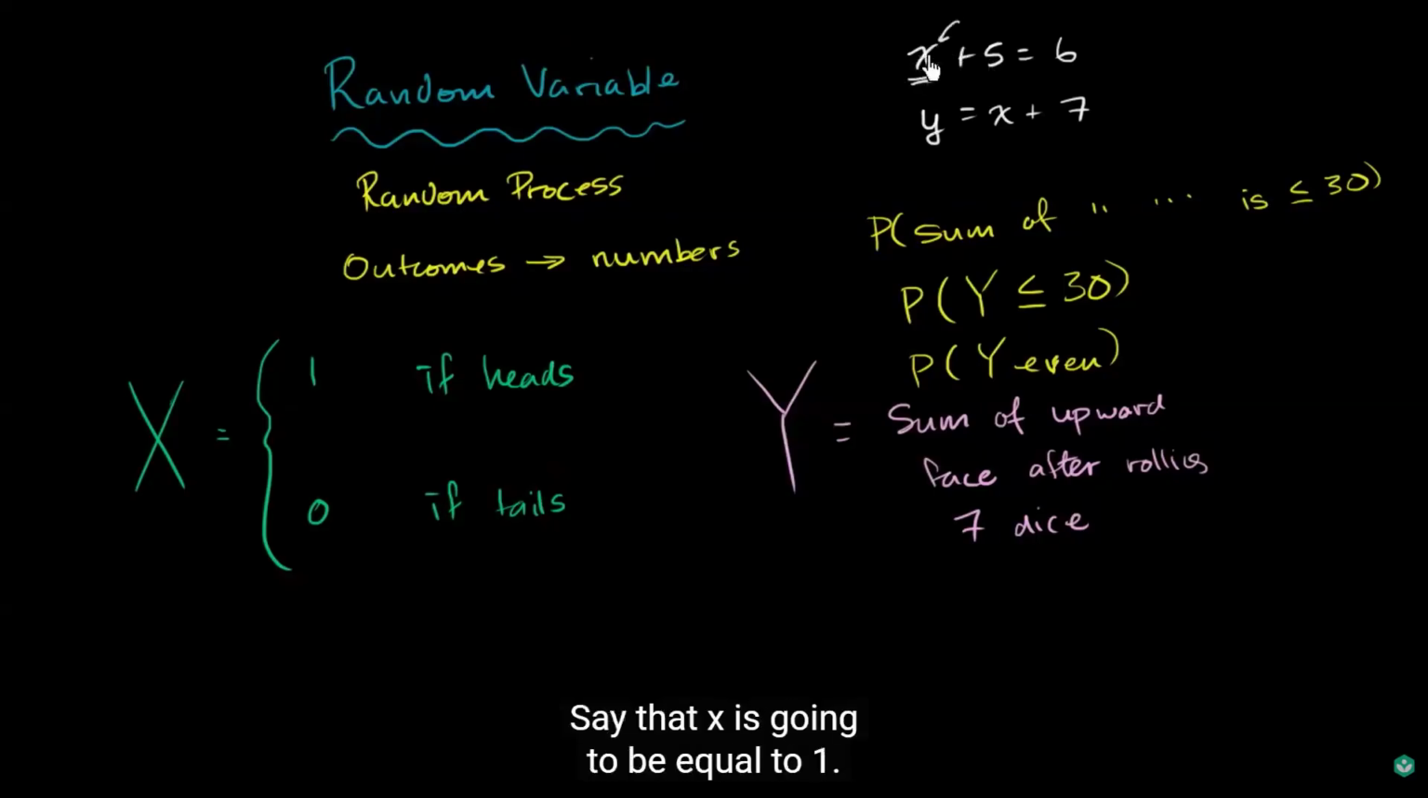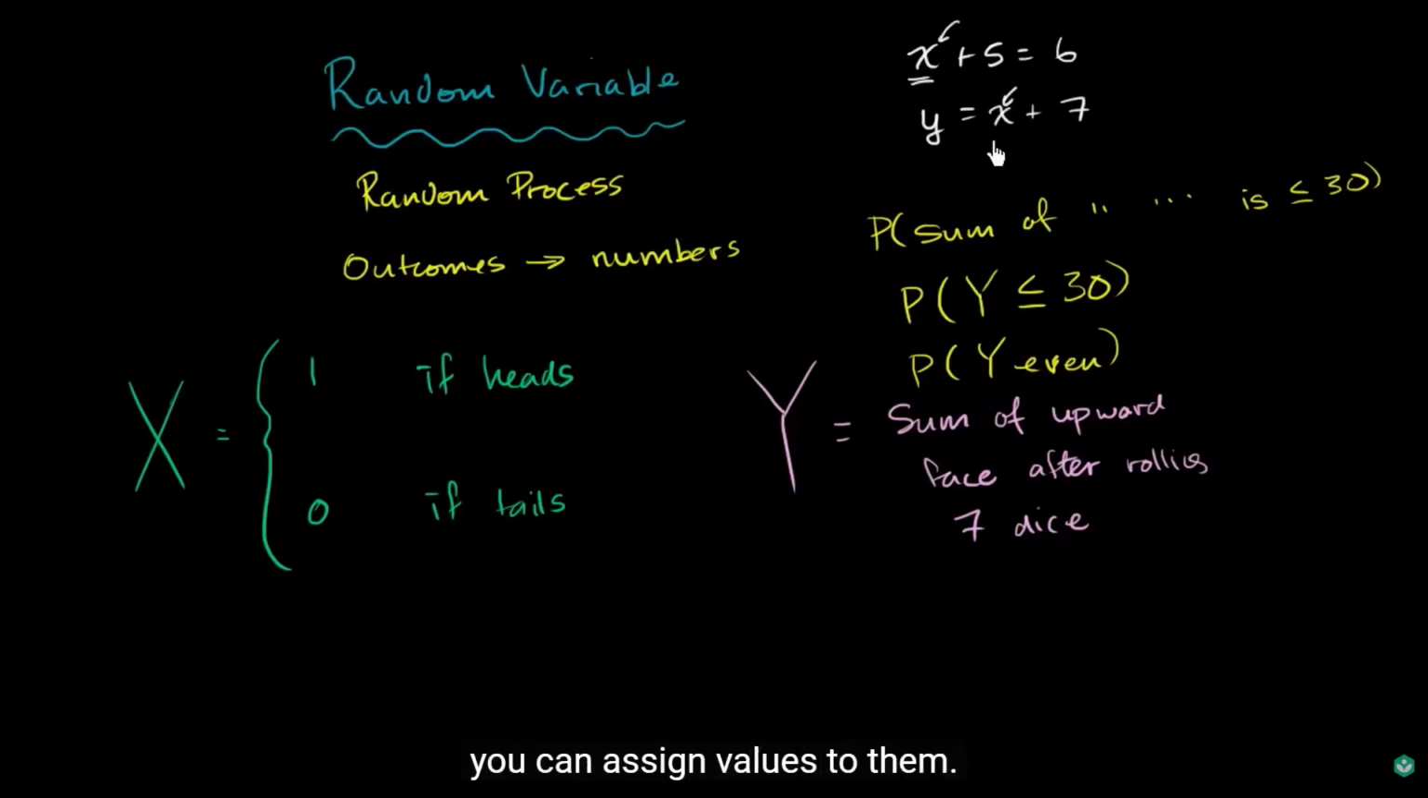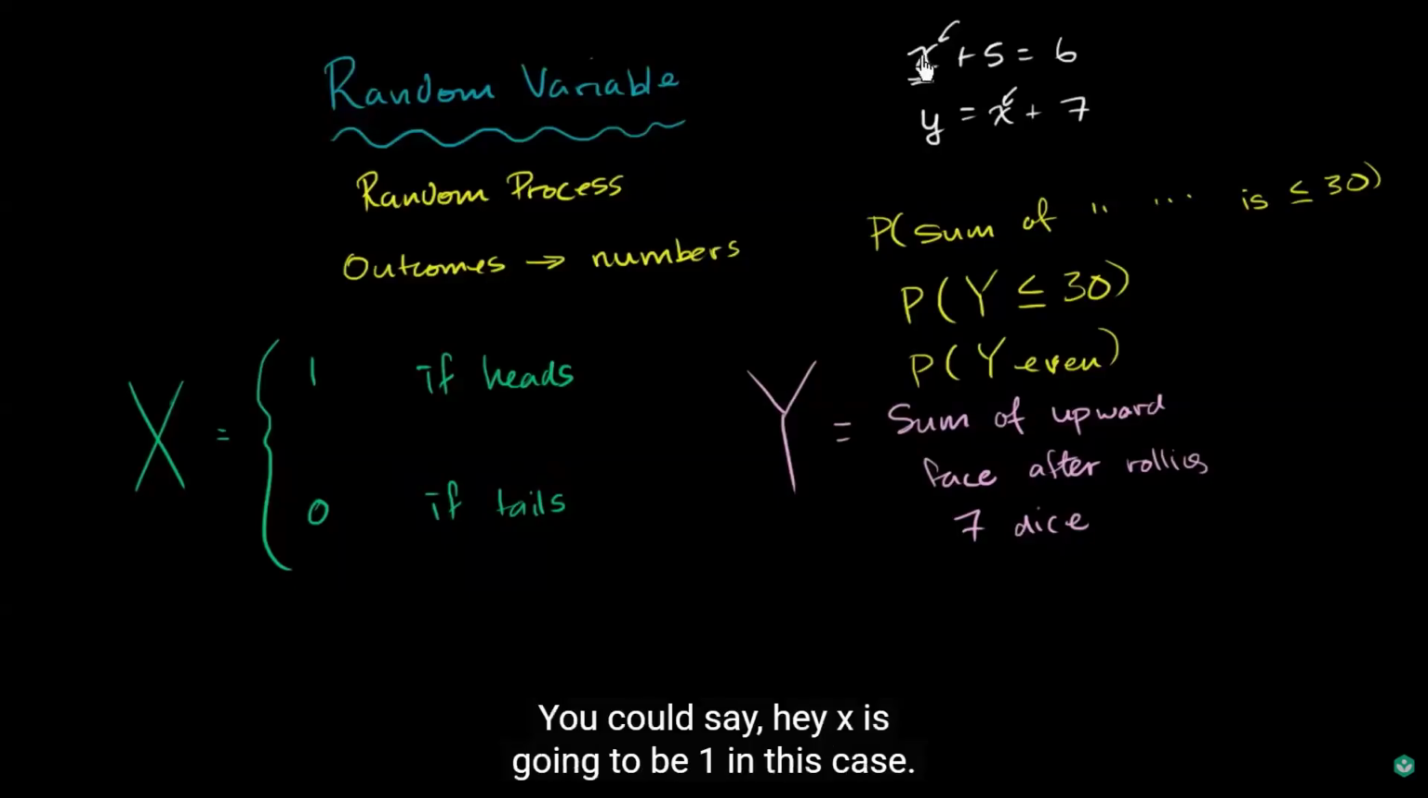Say that x is going to be equal to 1. In this case, you could say, well, x is going to vary. We can assign a value to x and see how y varies as a function of x. You can assign values to them, or you can solve for them. You could say, hey, x is going to be 1 in this case.